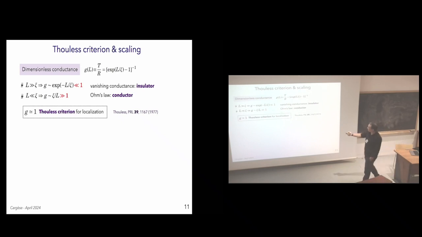On the other hand, if L is smaller than Xi, then the system is nearly transparent, the reflection is close to 0, transmission is close to 1, and the dimensionless conductance is very large compared to 1. So we have a conductor, if you wish. And so you see here that the onset of Anderson localization for this particular example in 1D occurs when the dimensionless conductance is around 1.